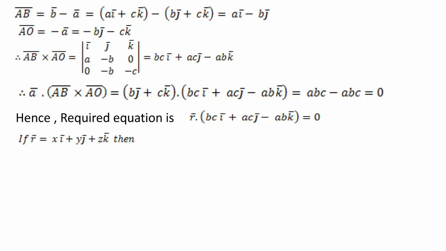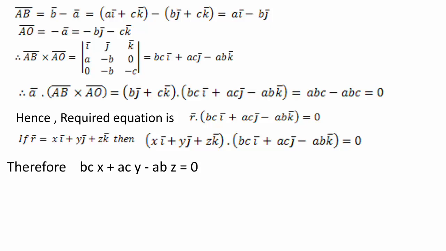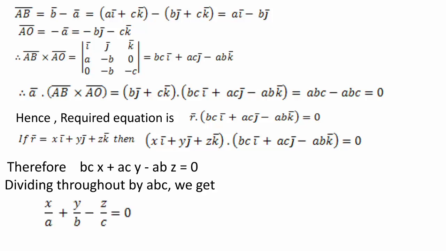Hence the required equation is r dot (bc i plus ac j minus ab k) equals 0. If r equals xi plus yj plus zk, then the equation of the plane will be (xi plus yj plus zk) dot (bc i plus ac j minus ab k), and therefore bcx plus acy minus abz equals 0, by taking the dot product of the two vectors. Dividing throughout by abc, we get x by a plus y by b minus z by c equals 0, and hence the correct option is A.